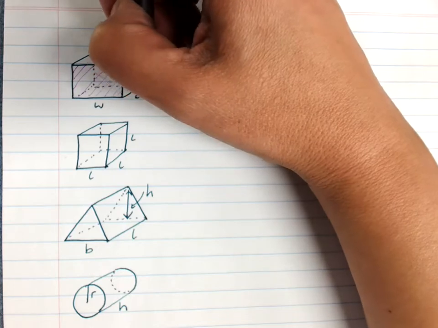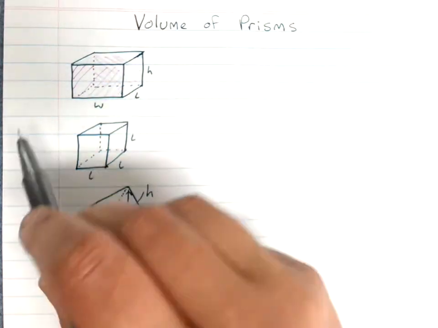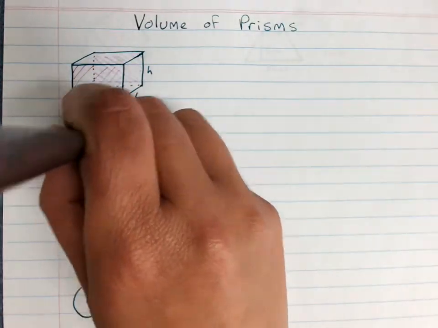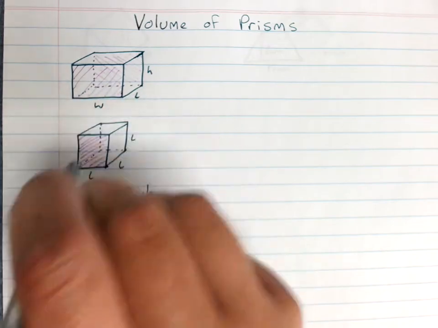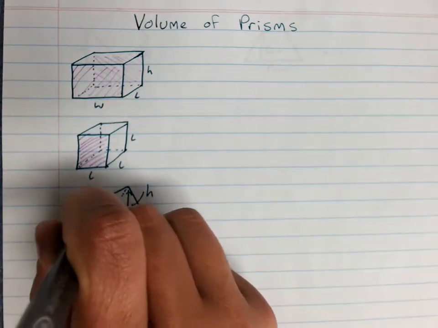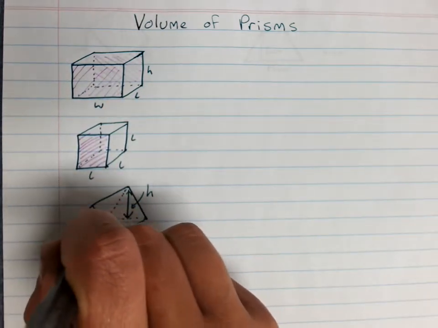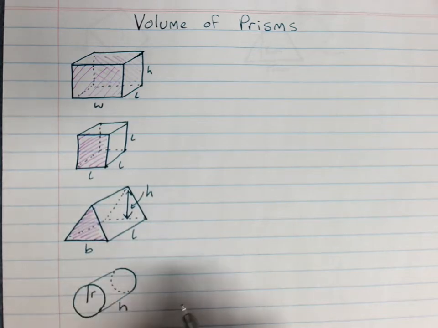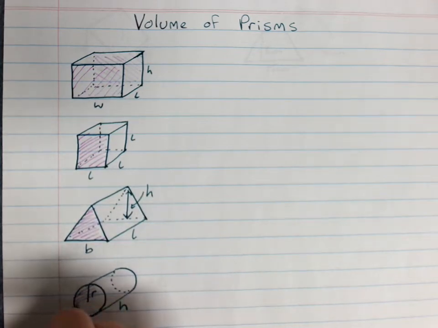So this has a rectangle at the front and a rectangle at the back. This one has a square at the front and a square at the back. This one's got a triangle at the front and at the back, and a circle on the front and a circle at the back.